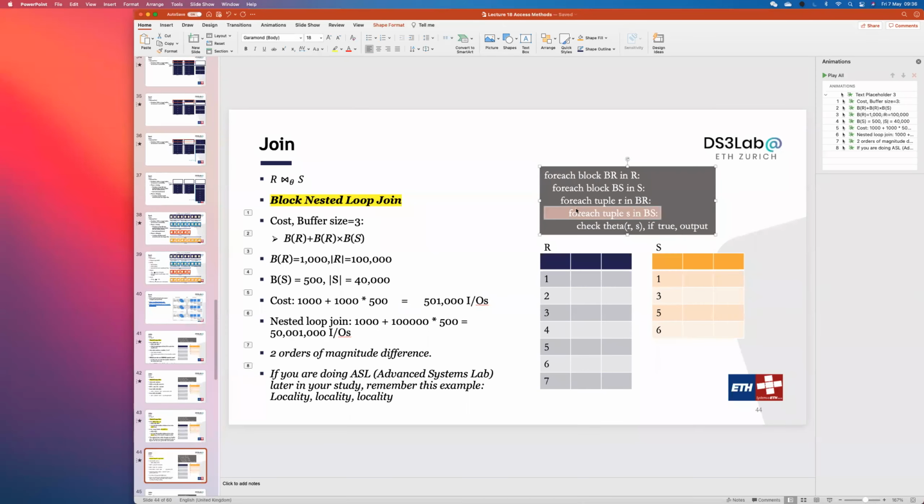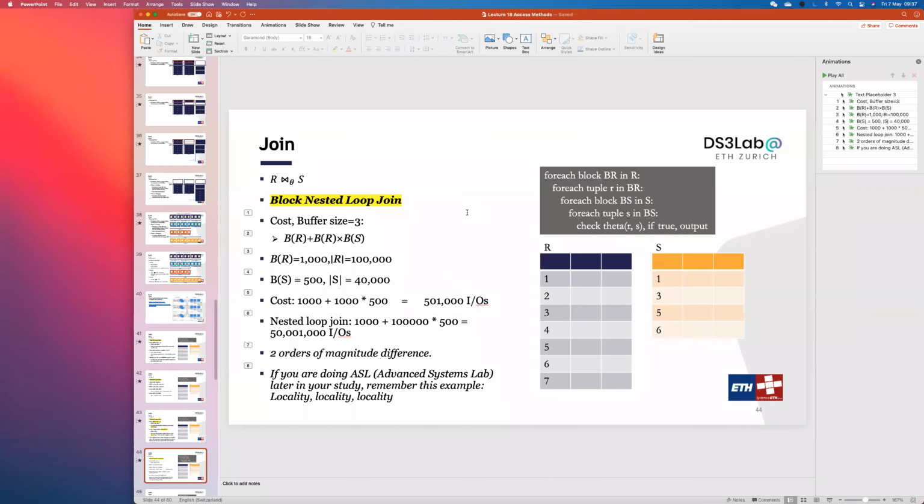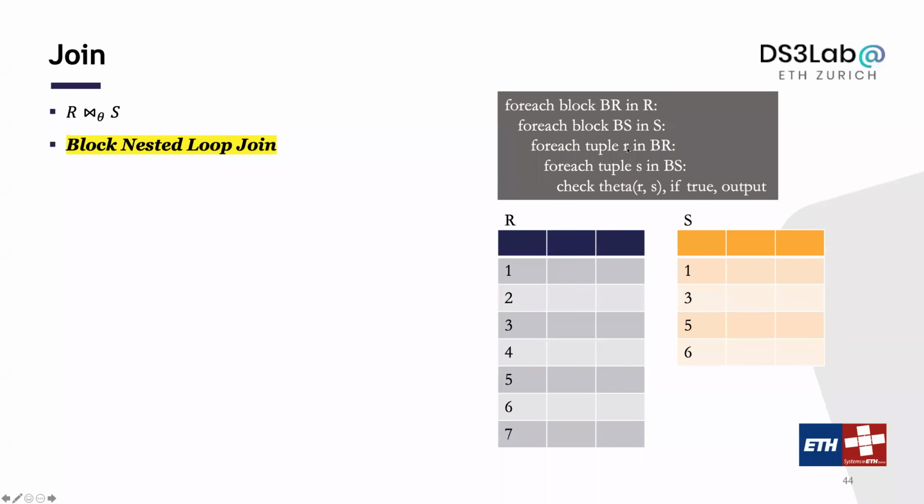Oh, sorry. What is wrong? Sorry, it's my fault. No, sorry. Okay. So this is the algorithm. For every single block in R, I bring one block from R into my buffer, and then I scan essentially. No, I'm wrong. Sorry, a little bit confused. So yeah, this is the algorithm.